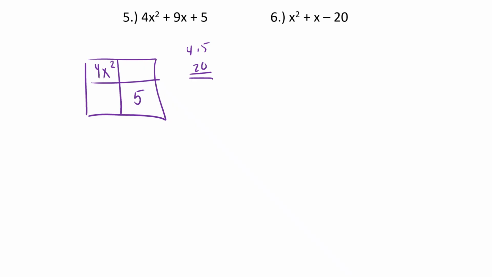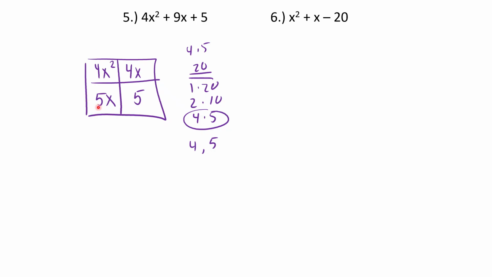And you might know that right off the top of your head, depending on how comfortable you are with your multiplication. You might say, that's going to be 4 times 5. 4 times 5 will give me 20. 4 plus 5 gives me the 9. But if you need to list them out, you've got 1 times 20, 2 times 10, not a 3, 4 times 5, and there it is. 4 times 5 is 20, 4 plus 5 is 9. So we'll have 4x and 5x.